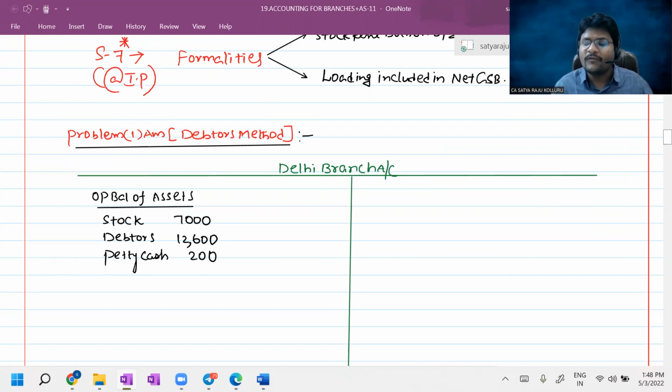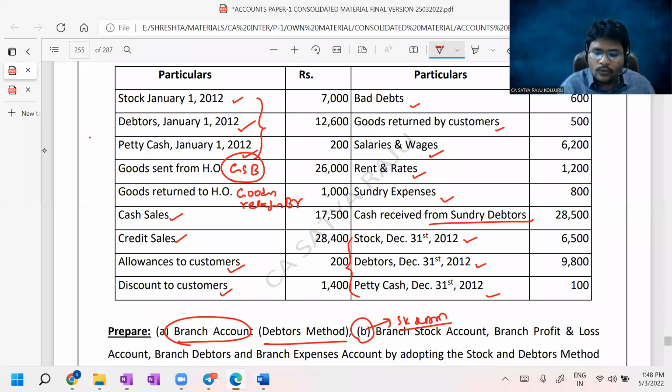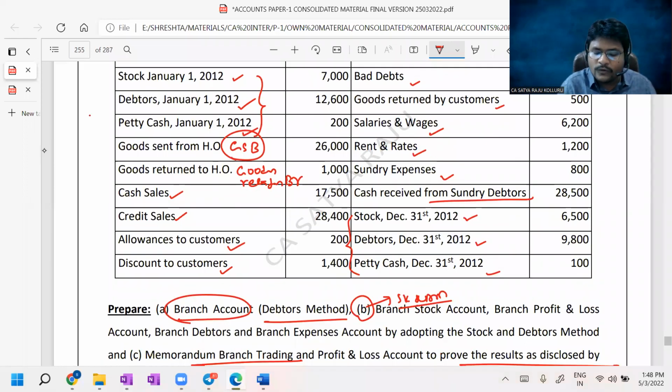office and branch only. It will not record any transactions occurred in between branch and outsider. That's why in between head office and branch, what are the transactions occurred? That is step number 3, goods sent to the branch. How much, sir? Goods sent to the branch, which is goods sent from head office in the branch's point of view, but in head office's point of view, which is goods sent to the branch.